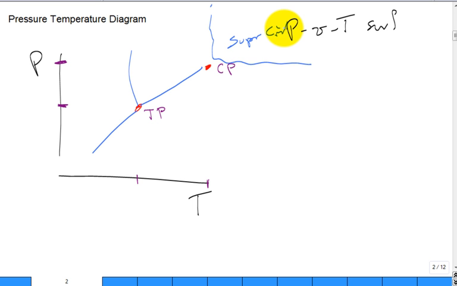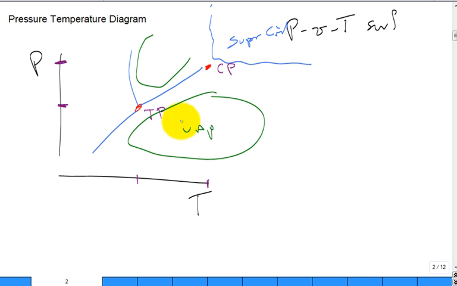Okay, now where are the 3 regions of single-phase behavior of the substance? Where is it all a vapor? Where is it all a liquid? Where is it all a solid? Yeah, so off in this region, it's all vapor. What about all this region? Liquid, and all this region, solid.